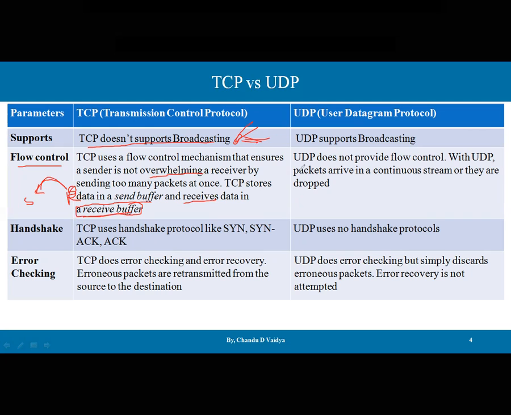Congestion cannot happen. But UDP does not provide flow control. UDP packets arrive in a continuous stream, or they are dropped. If they want to send, a continuous flow is possible. If something goes wrong, packets can be dropped. So this is flow control.